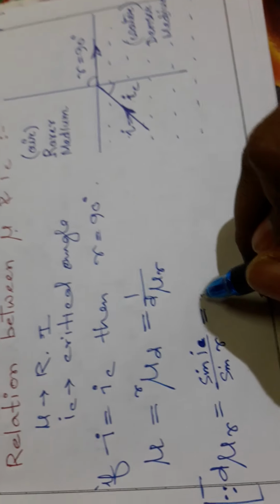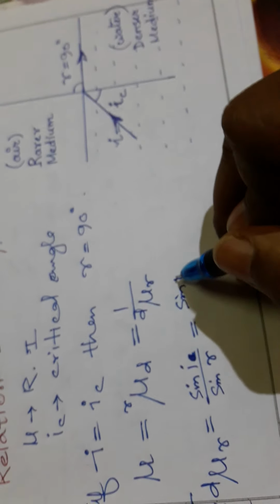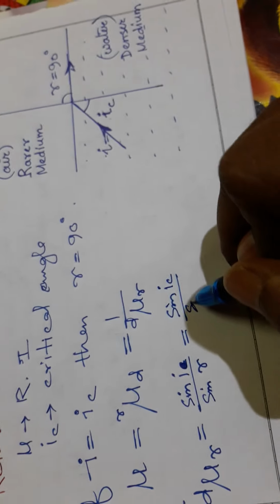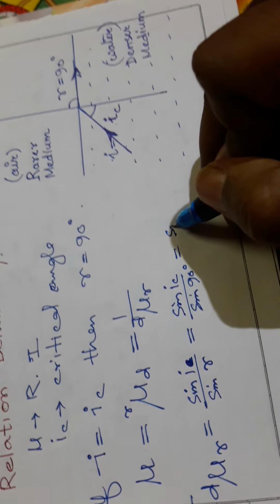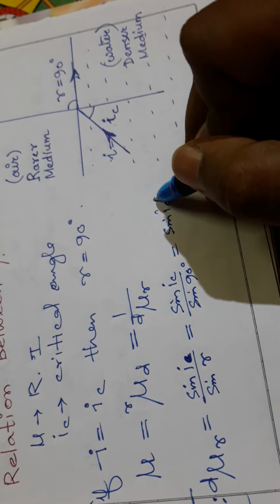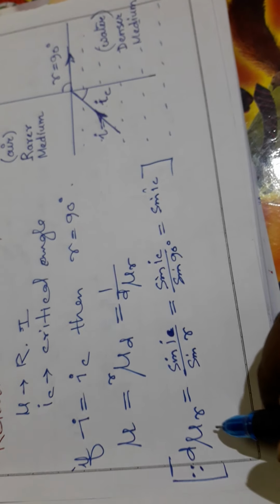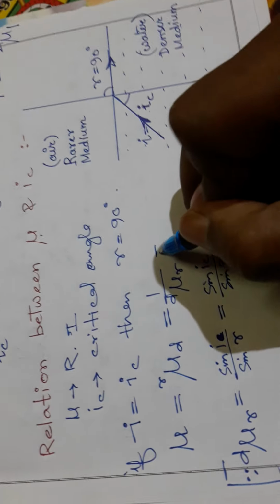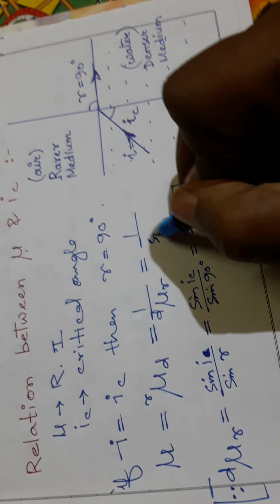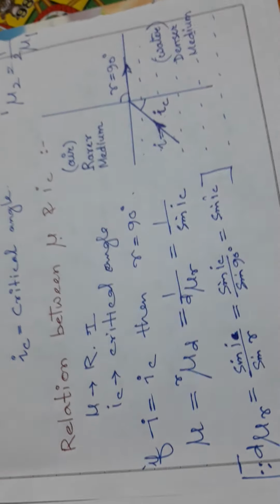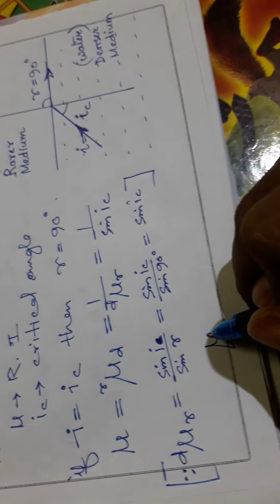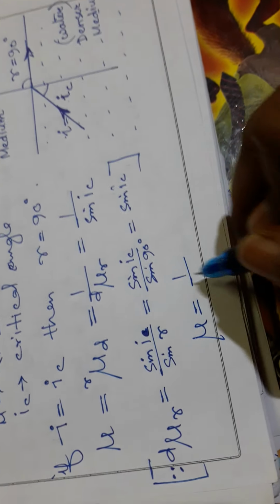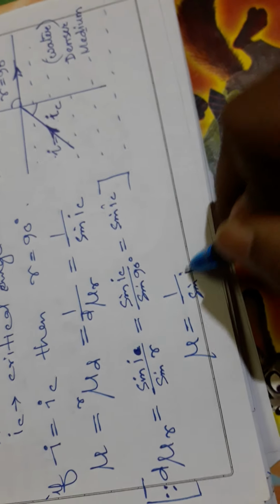What is sine I? I is IC. And what is R? R is 90 degree. And what is sine 90? Sine 90 is 1, so we have only sine IC. So dmur is sine IC. So you can write 1 by sine IC. So we get the relation mu equals 1 by sine IC. Okay, thank you very much.